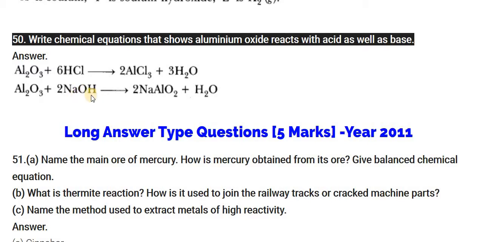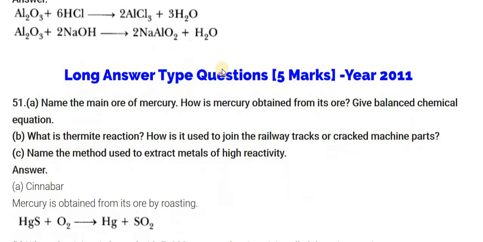Here you can see NaOH, meaning sodium hydroxide, which is basic in nature. So Al2O3 plus NaOH forms NaAlO2, meaning sodium aluminate, and along with that water is formed.